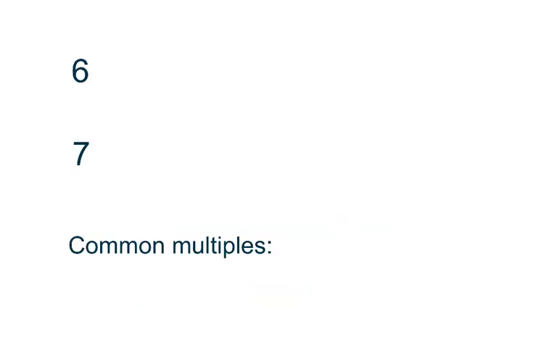Here we have the numbers 6 and 7. I want you to find some common multiples between 6 and 7. Go ahead and list the first 7 multiples of 6 and 7 and see if you can find something that they have in common.